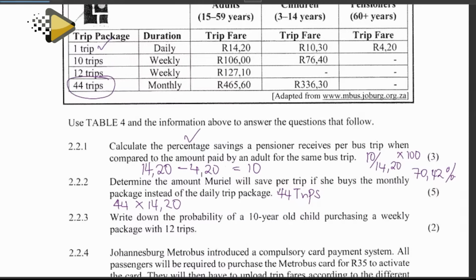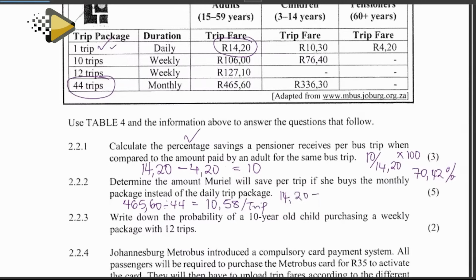By the way, you would have done this also. Let's do that the easiest way. So in a month, how much is each? So we shall say 465 divided by 44 trips. So we get that 465 60 divided by 44. So a single trip in the monthly costs this much. This is per trip. Then we have to subtract the daily because also this is one trip. So we shall say 14 rands 20 cents minus 10 rands 58.